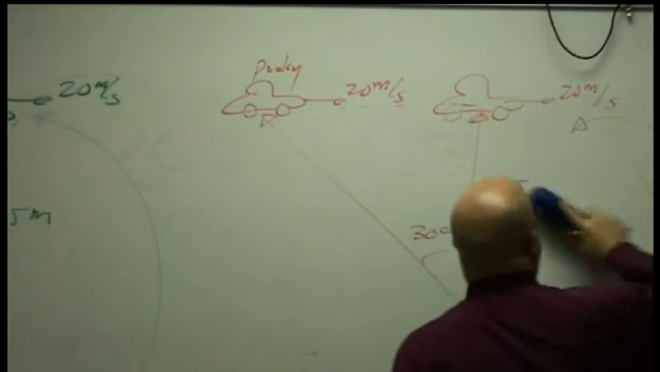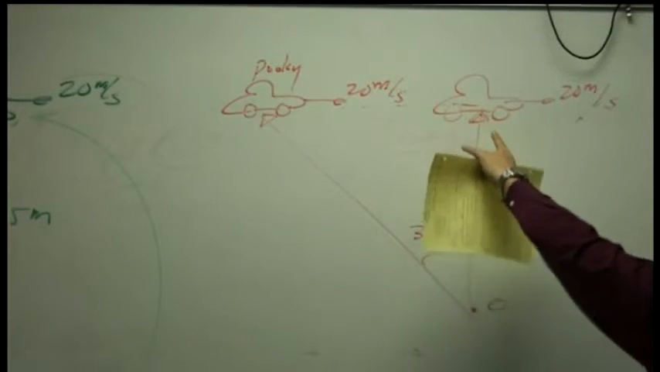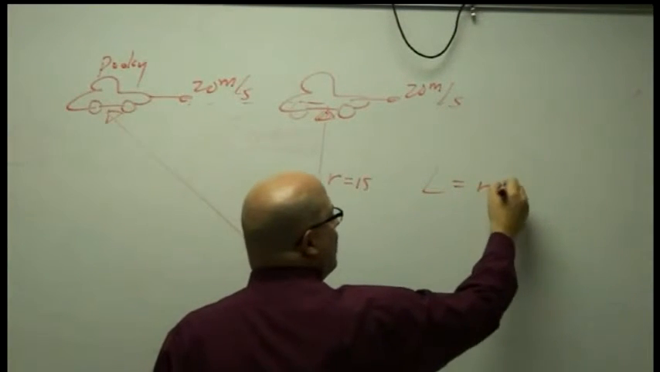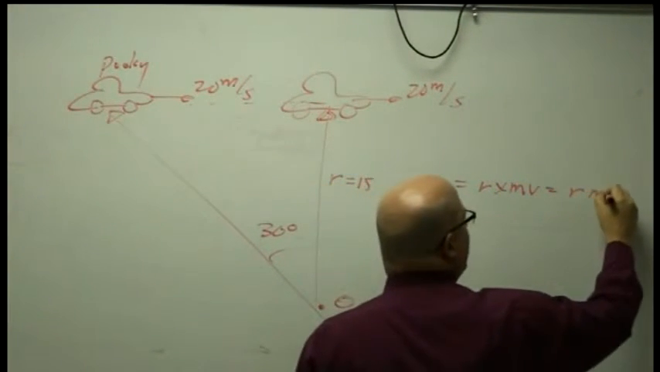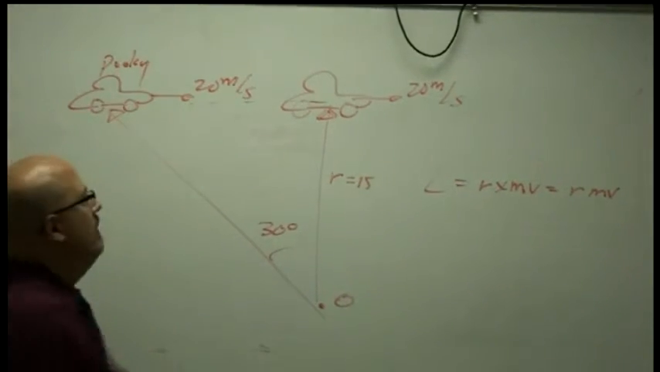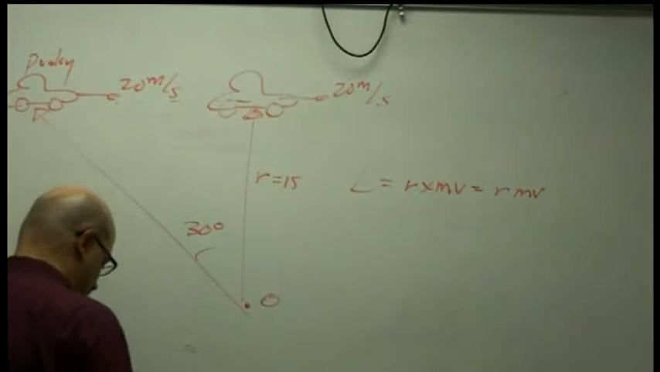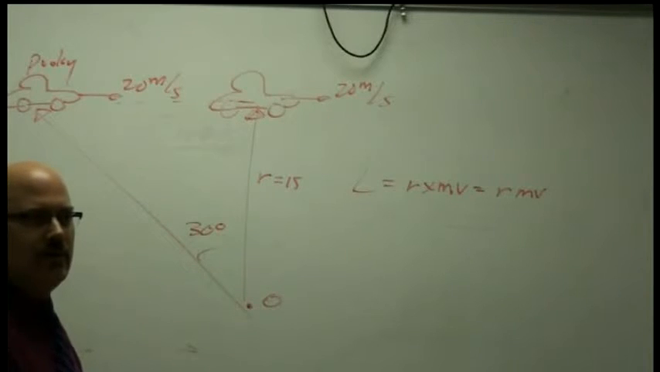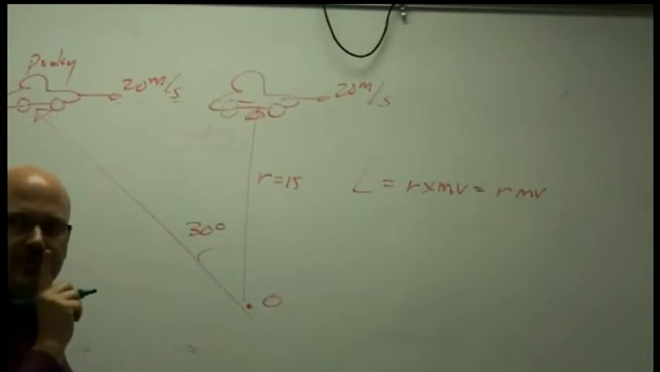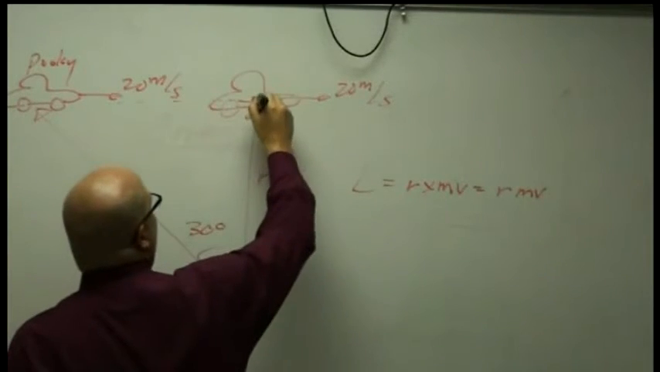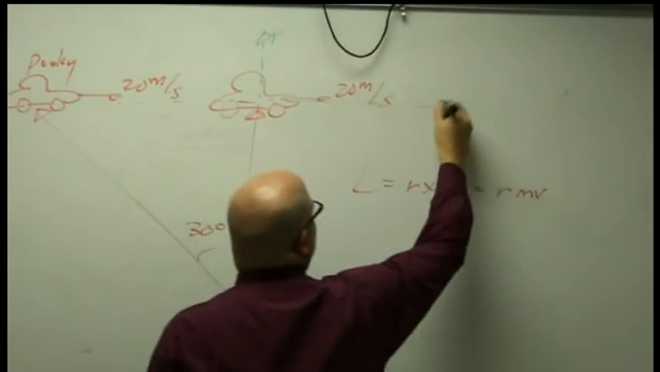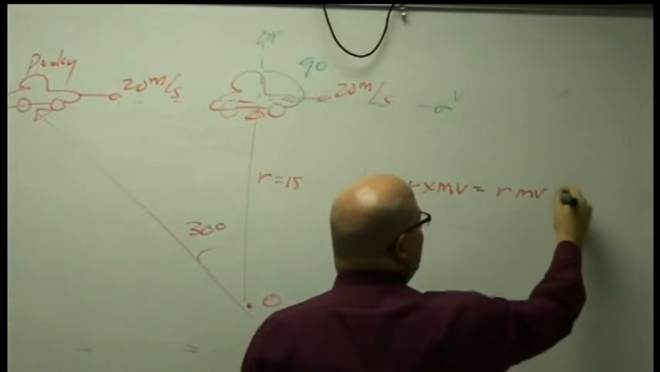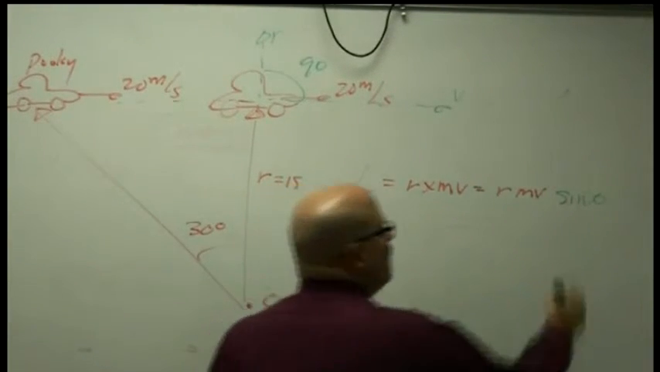All right, when Pookie is right here, what is the angular momentum? Angular momentum equals R cross MV, or RMV, because we have a 90-degree angle. But it's going in a straight line? That's correct. The radius is in this direction, you're moving in this direction, and the angle between these two is 90. So technically it's RMV sine theta. What's sine theta? 1.